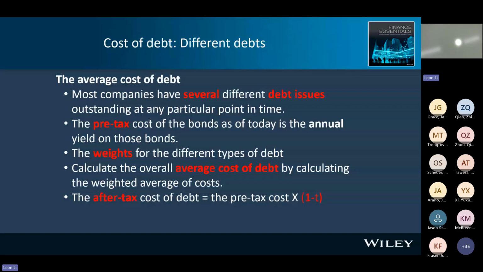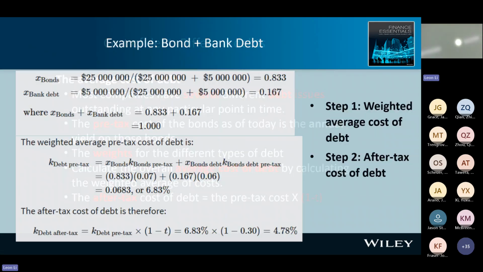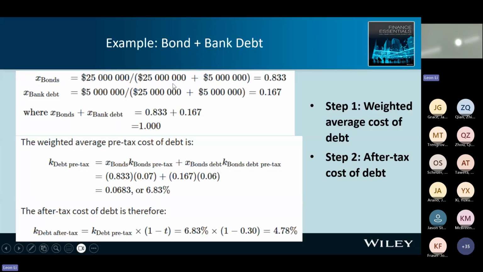We use an example to show you how we deal with different debt. All right. So this is our example. So consider a company. The company has two debts. All right. One is bonds. The company issued a corporate bond. The other one is bank debt. So the company borrowed money from the bank. Right. So we have the weights. This is the weight on bond, weight on bank debt. Right. So total debt is here. The bond value 25 million, bank debt 5 million.